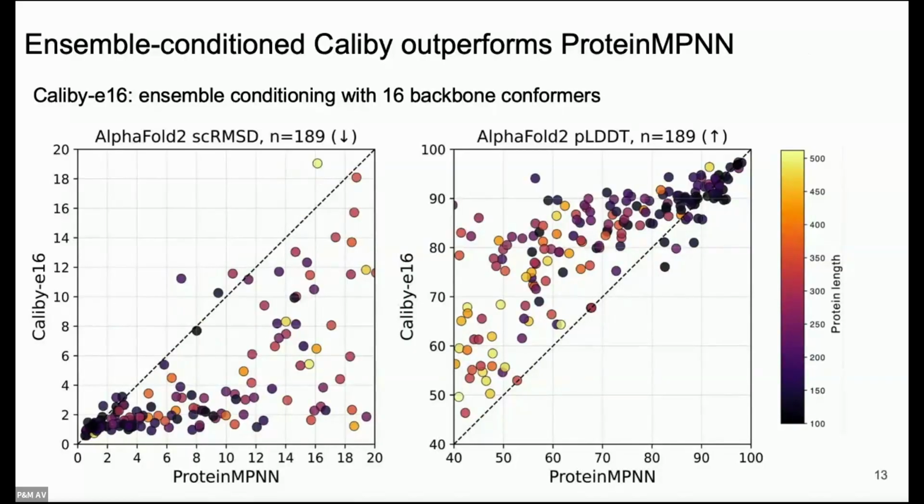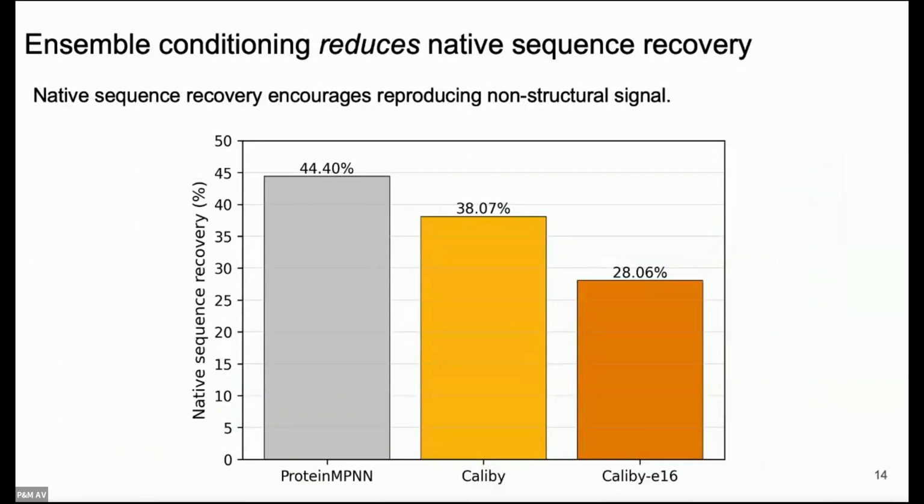Similarly, we benchmark against ProteinMPNN. Just like the last slide, we show SCRMSD on the left and PLDDT on the right, where below the line on the left and above the line on the right means ensemble-conditioned Caliby is better than ProteinMPNN. As you can see, for almost every single challenging native backbone, ensemble-conditioned Caliby is able to find much more designable sequences than ProteinMPNN. Interestingly, if you look at native sequence recovery, ensemble conditioning actually reduces it. This is expected because we believe that the sequences that come from ensemble-conditioned design more closely reflect structural constraints now, as opposed to evolutionary constraints.